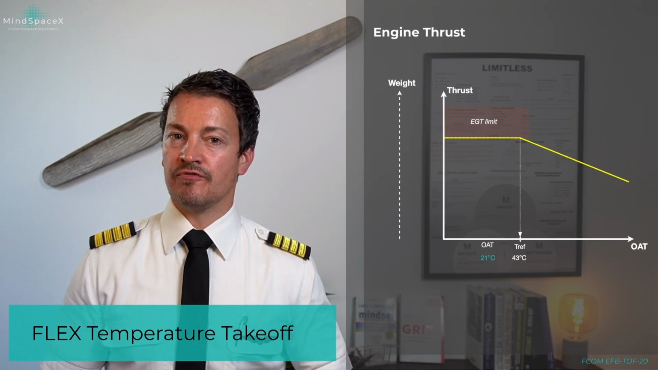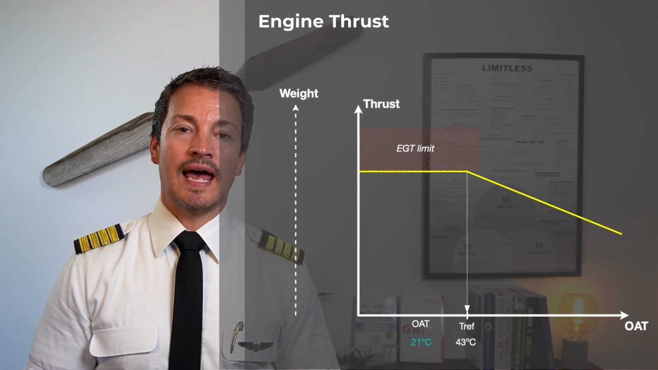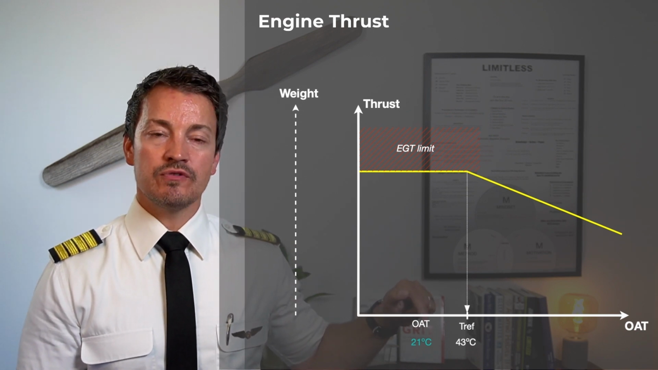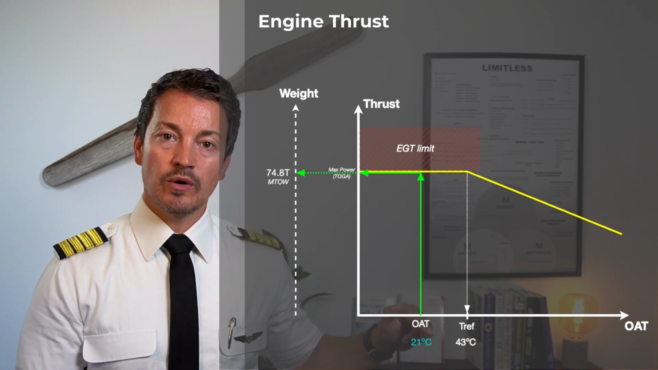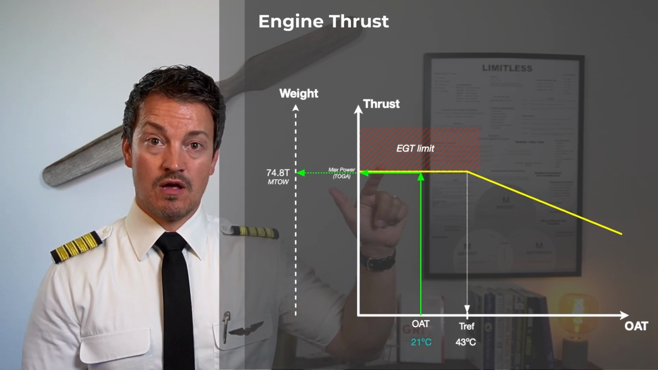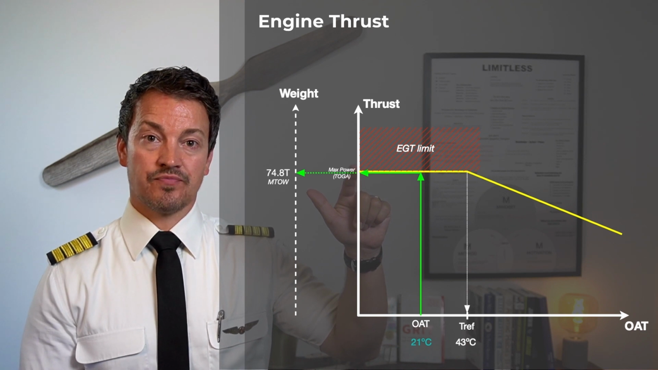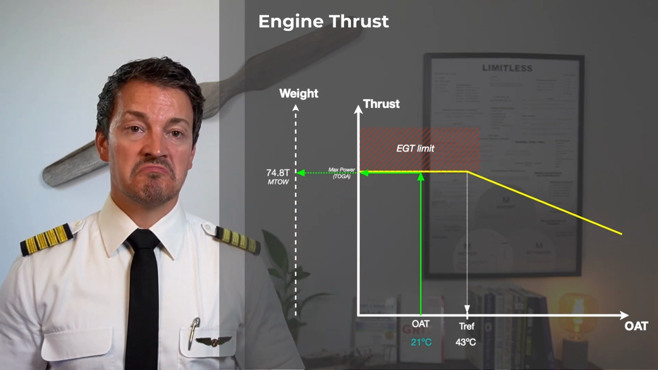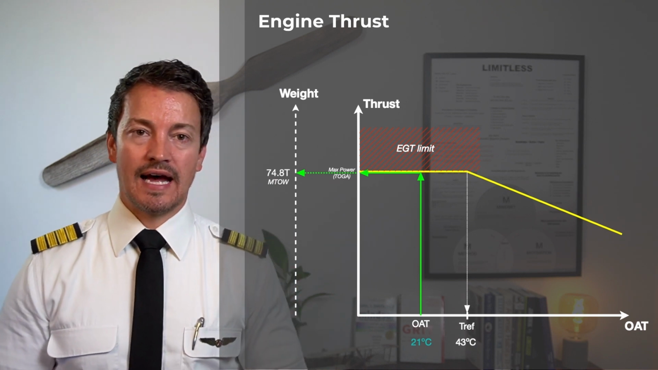The graph here becomes very interesting if we look at a scenario. Let's say, for example, today it's 21 degrees outside. 21 degrees outside will give us very good power. It'll give us a flat rating power, maximum power right there, and a maximum takeoff weight of 74.8 tons. Very good. I go out to my aircraft and I load it up.